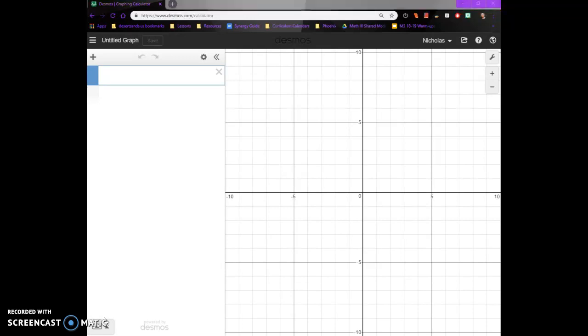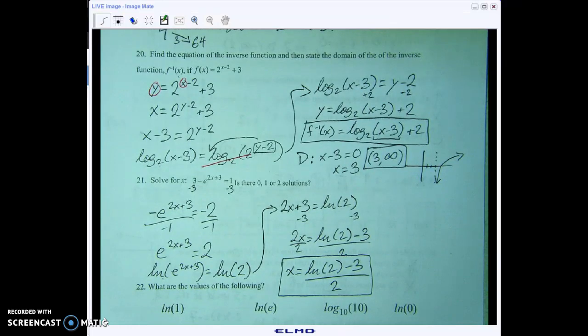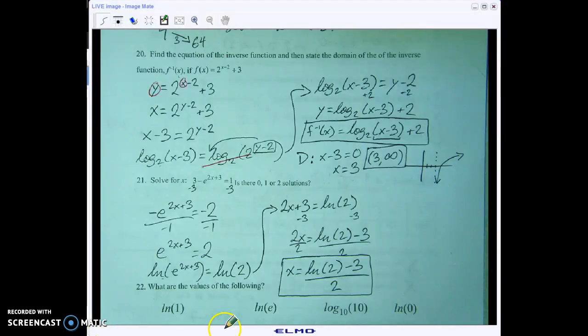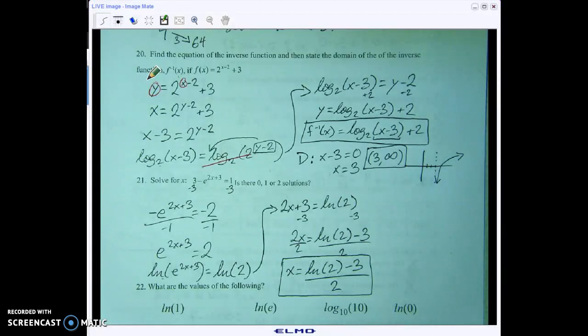So the question was, looking back at our work that we have here, is the natural log of 2 minus 3 all over 2 going to be 0, 1, or 2 solutions? If you haven't figured it out by now, something that looks like the natural log of 2 minus 3 all over 2, really, that's just one value, guys. If we were to punch that into Desmos, it's going to give us a decimal answer, right? So let's just see what that looks like. Natural log of 2 minus 3, and actually, you know what, let's put that in parentheses. Natural log of 2 minus 3 all over 2 is equal to negative 1.153.